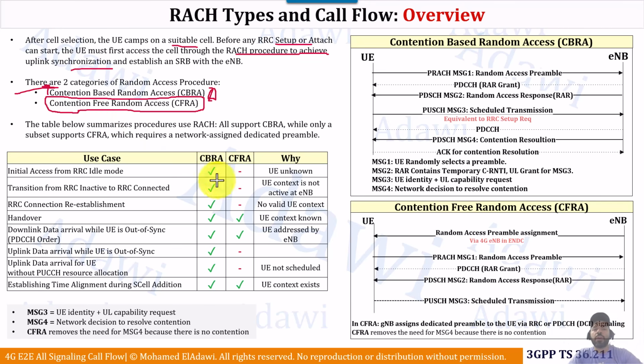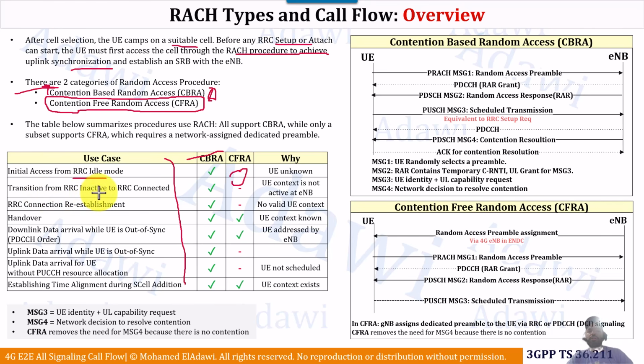So if you look at, for example, this particular table, it is summarizing the overall use cases. For example, here it says initial access, which is our main discussion today, from RRC idle mode. This mainly uses CBRA. CFRA doesn't support this part because the user doesn't yet have any context, or the network doesn't know any information about the user yet. So it cannot assign any dedicated or specific preambles, right?